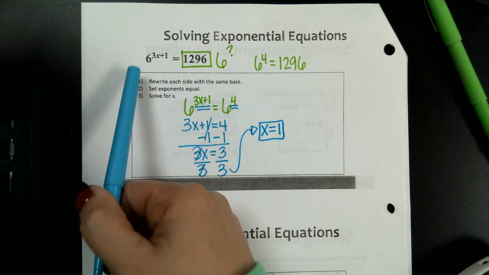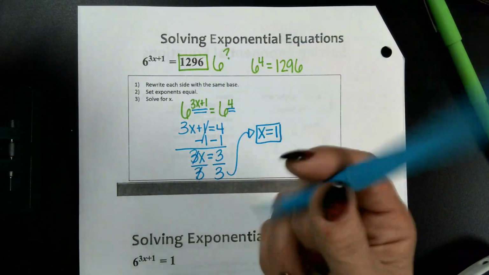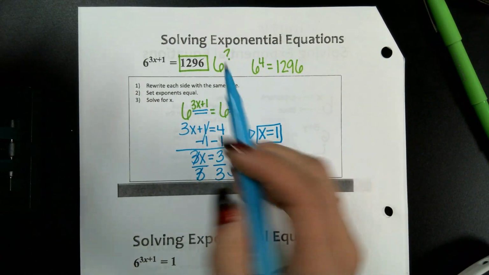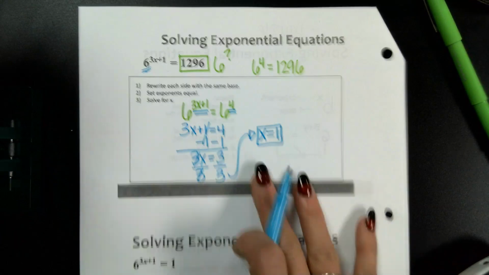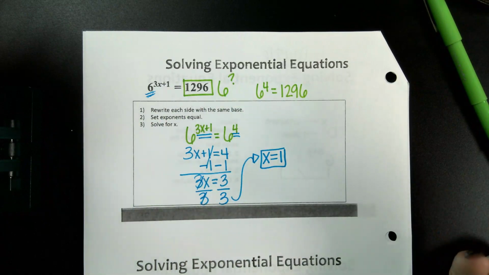So in a situation like this one, when the number over here is just a whole number with no exponent, typically you're always going to try to change it to this base to some exponent. Okay? Are we good?